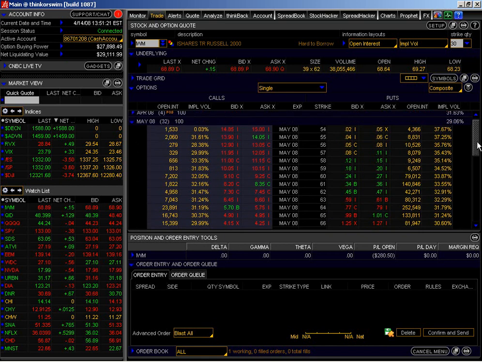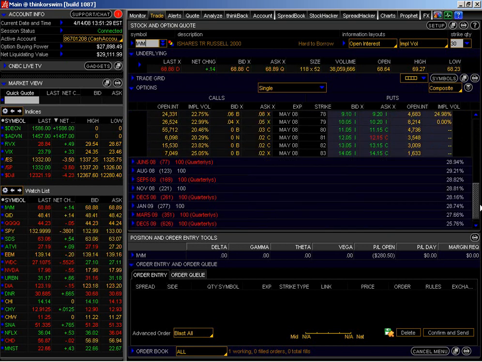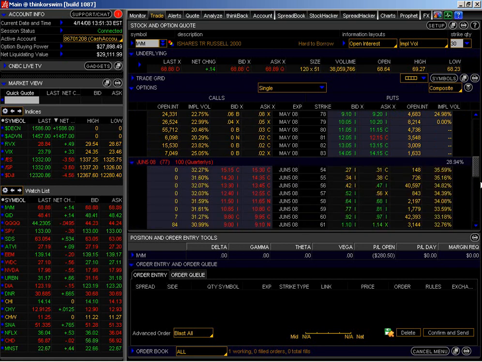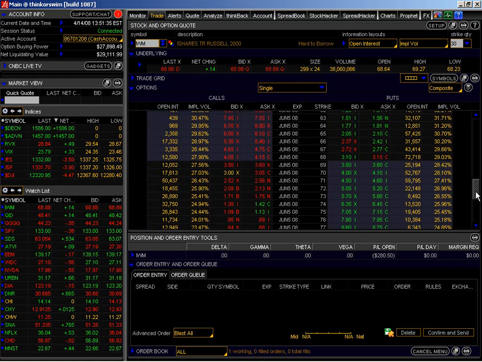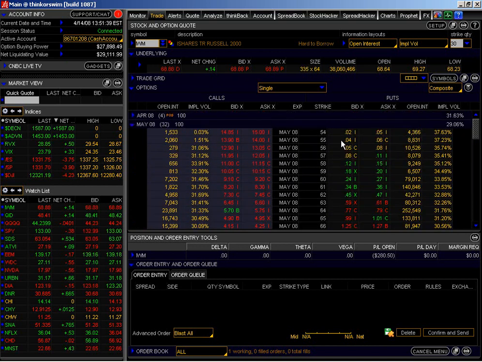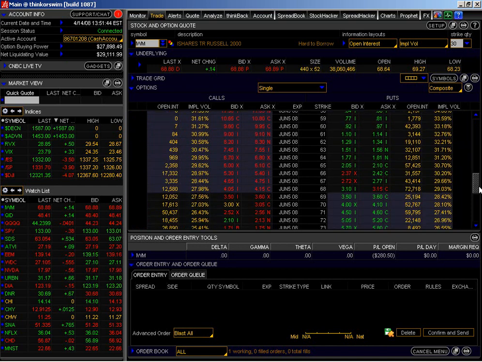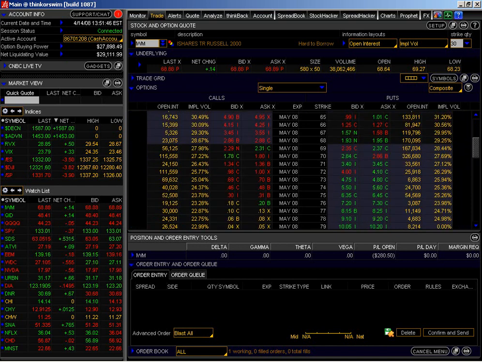This is selecting a new position on the IWM, and for the May options, we've got 32 days to expiration. We'll probably go with the May, and we'll go with the June quarterlies. Because the April options have not expired yet, they don't have the regular June options, so we'll go with the quarterlies. That's fine. I just want to double check on the implied volatilities.